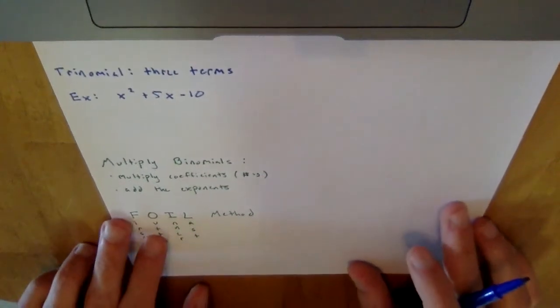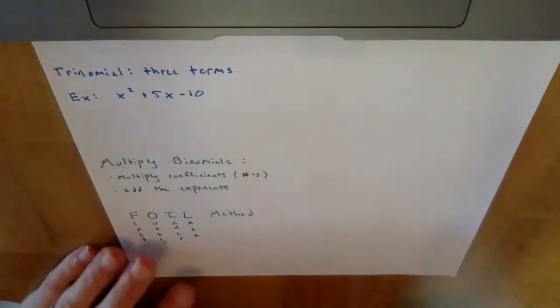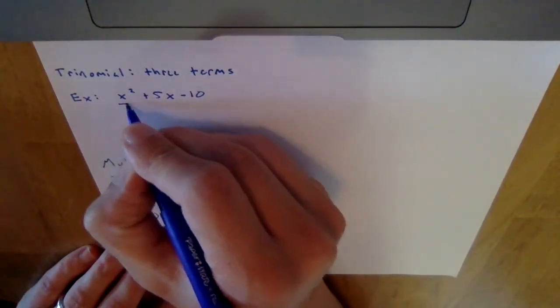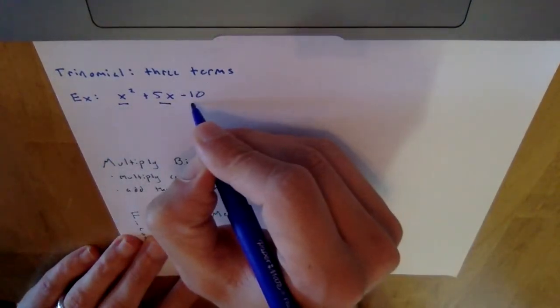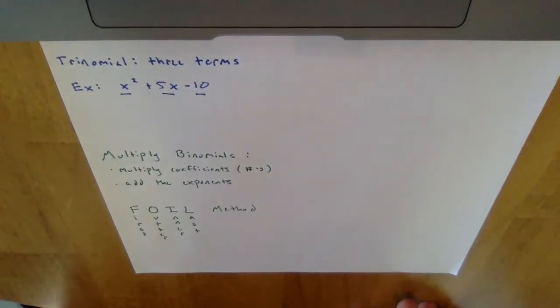And then as you can probably guess, as we scroll down here to trinomial, trinomial is going to be three terms. So something that looks like this, x squared plus 5x minus 10, right? Three terms for a trinomial. And again, these are all types of polynomials, which we talked about last lesson.